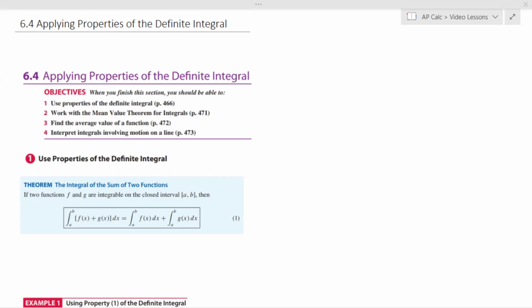In the next video, we're going to do objectives 2 and 3, where we work with the mean value theorem for integrals, as well as the average value of a function. And then in the third video, we're going to interpret integrals involving motion on a line.